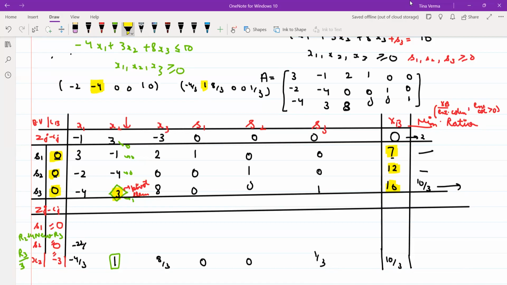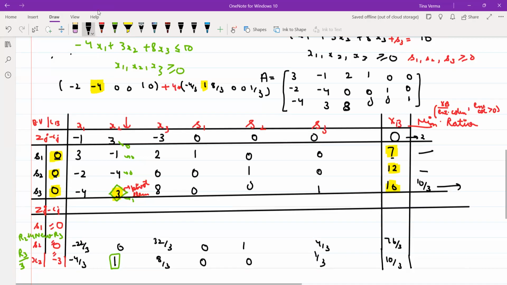How will you make it? You will multiply this row by 4, and if you add this, it will become 0. That operation I have written, R2 plus 4 times your new R3. Is it clear? This you already have done in plus 2, that you use row transformation. Yes or no? So when you do this iteration, it will become -22/3, 0, 32/3, 0, 1, 4/3, and this will become 76/3.